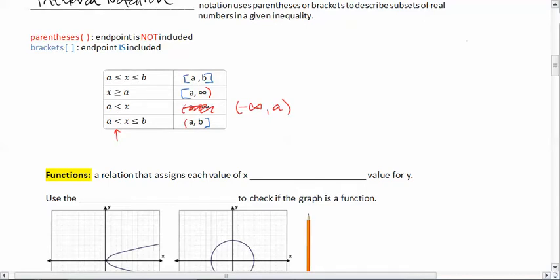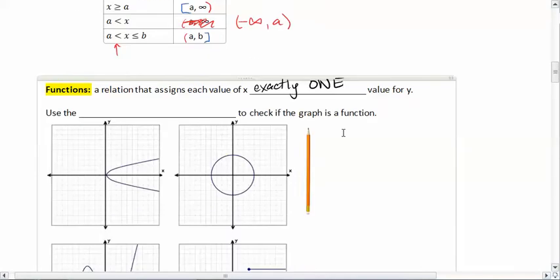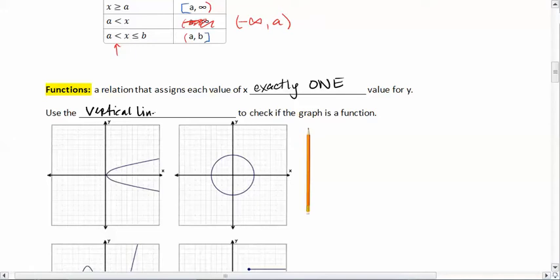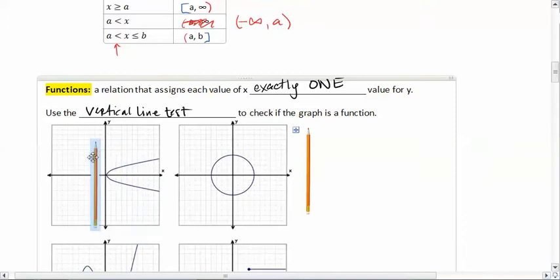So functions, when we're talking about functions, we're talking about a relation that assigns each value of x exactly one value for y. So we can use the vertical line test to check if the graph is a function. Basically what that means is we're going to be looking at different values of x, and at one value for x, whether we have multiple values for y. So we can take our pencil or a pen, and we can run over any given graph that we think might be a function.